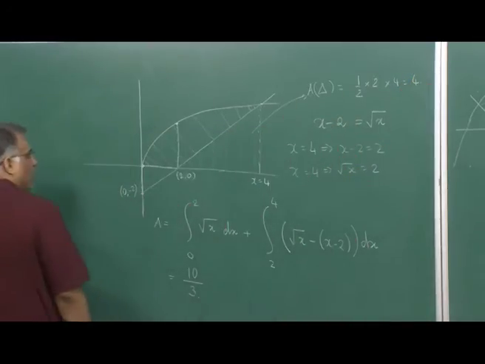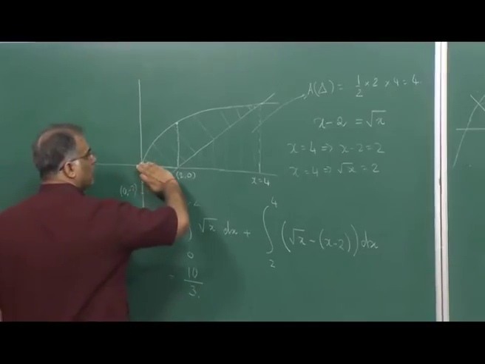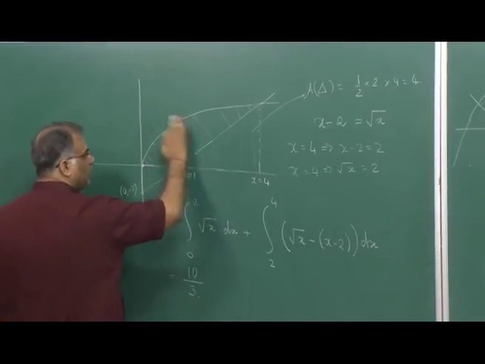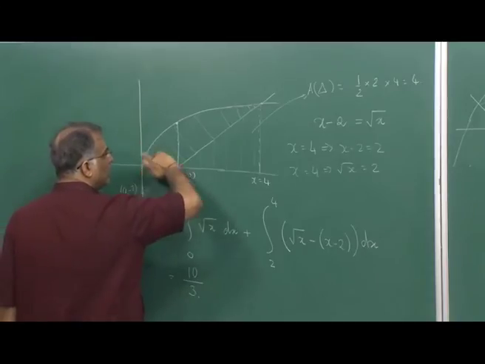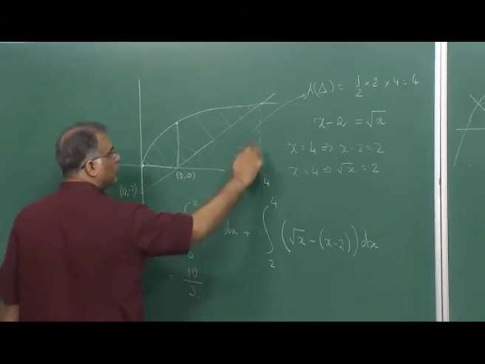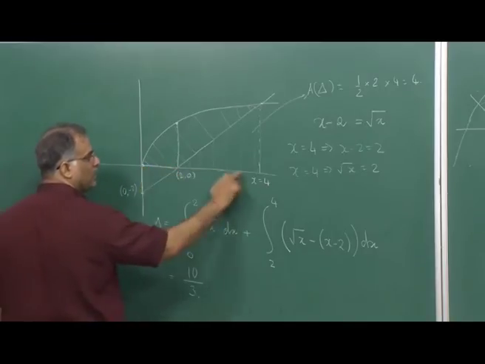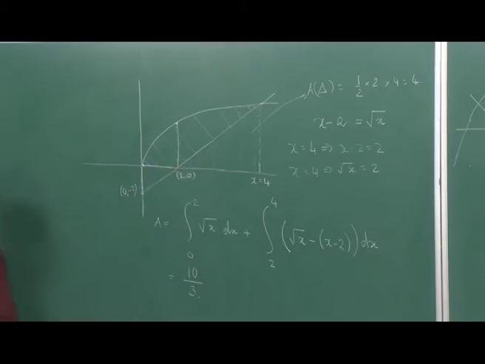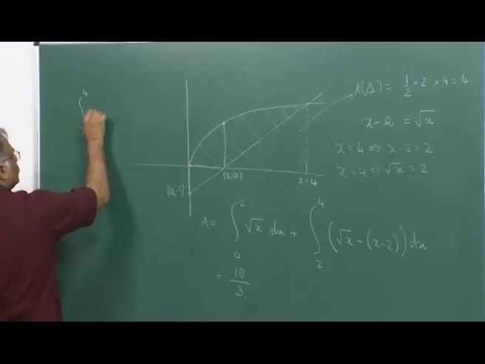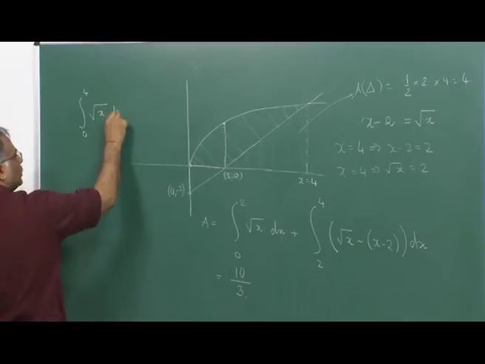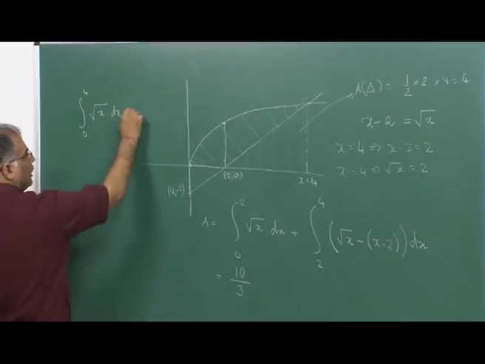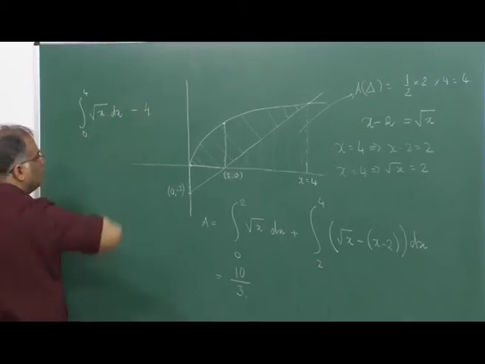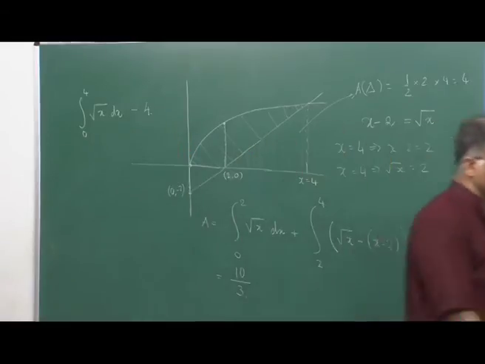To find this part of the area, I will compute the area under the curve from 0 to 4 and then subtract this triangle. I will get the same area, right. So I can do the integral from 0 to 4 of root x dx minus 4. Let us see whether we get the same answer.